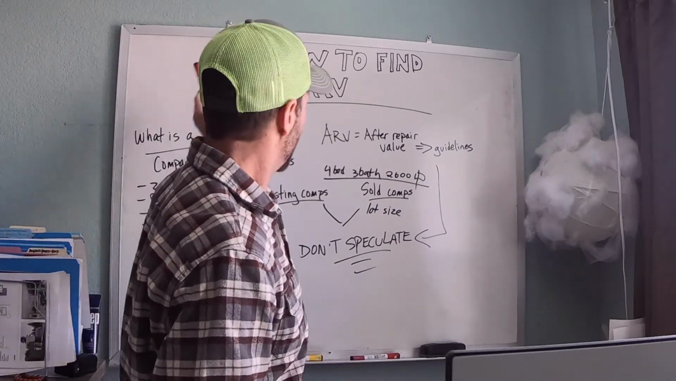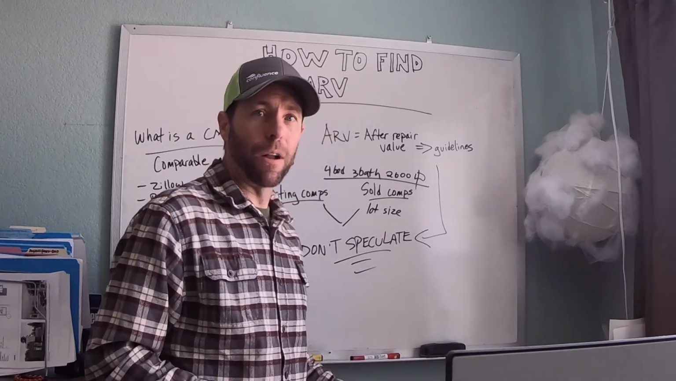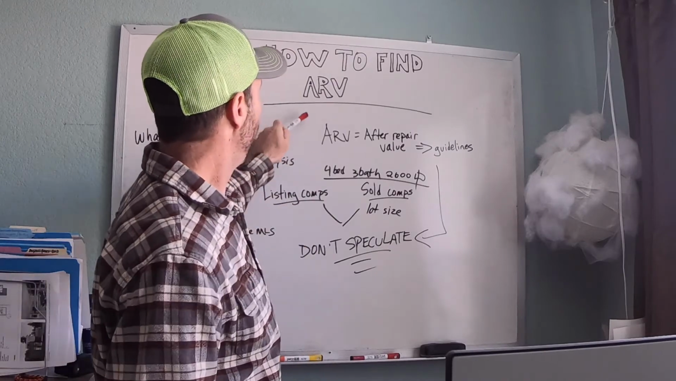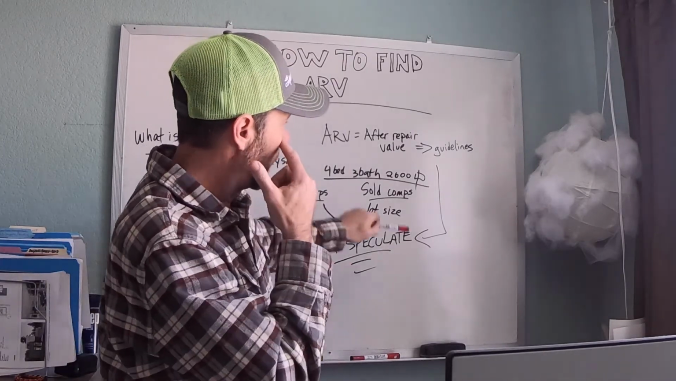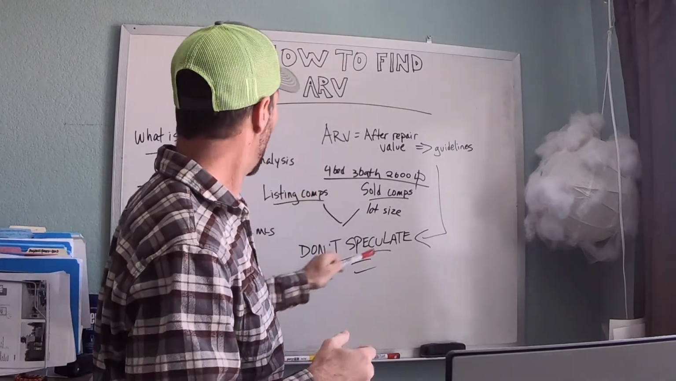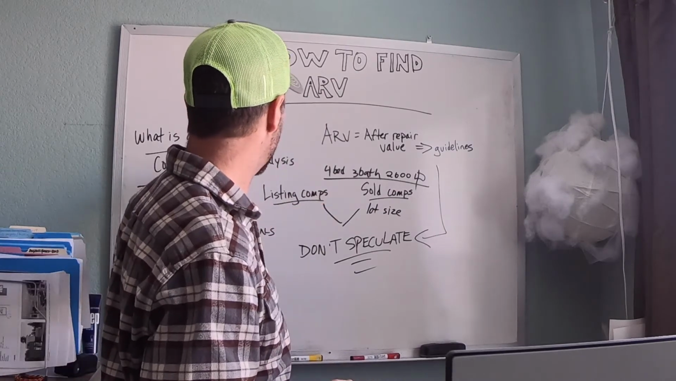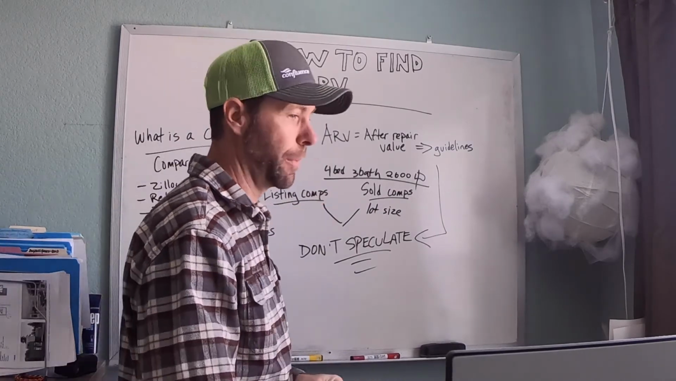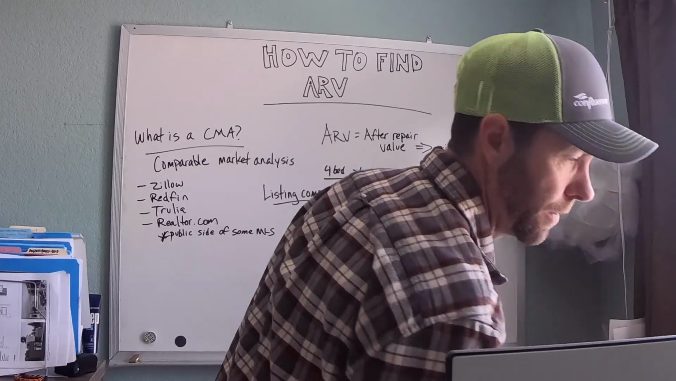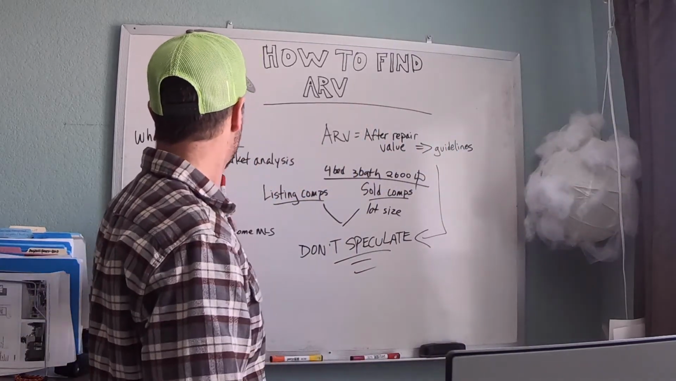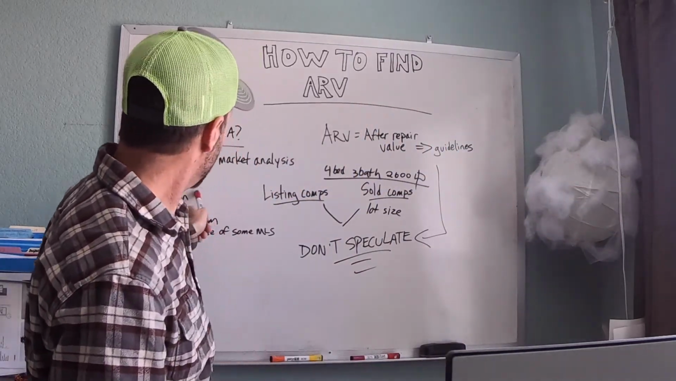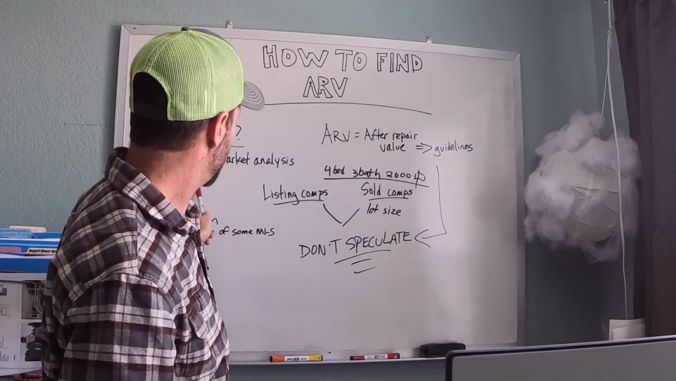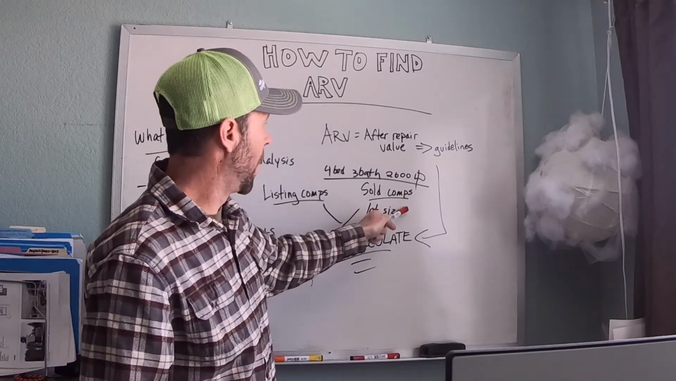So, just to recap real fast before we jump onto the computer, in order to find your after repair value, and again, do not speculate on this. This is why we're going through this. You have to do a comparable market analysis, and the CMA is determined by, sorry, phones are ringing everywhere. We'll use these 2 websites, Zillow and Redfin specifically, and you want to find sold comps, okay?